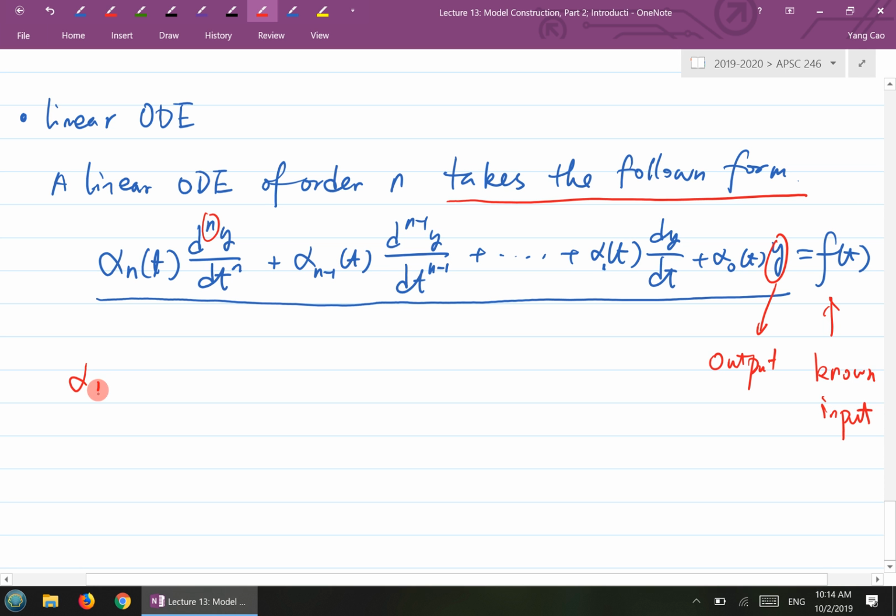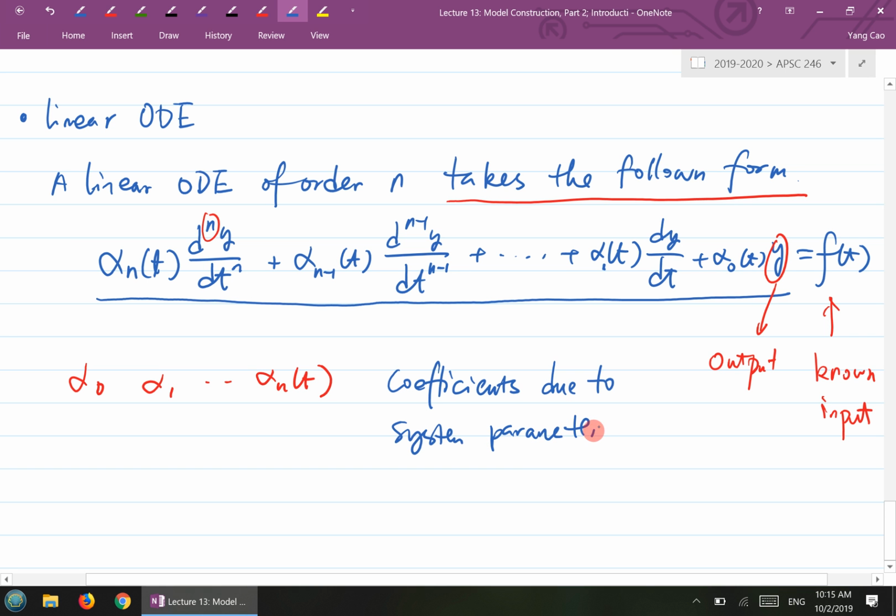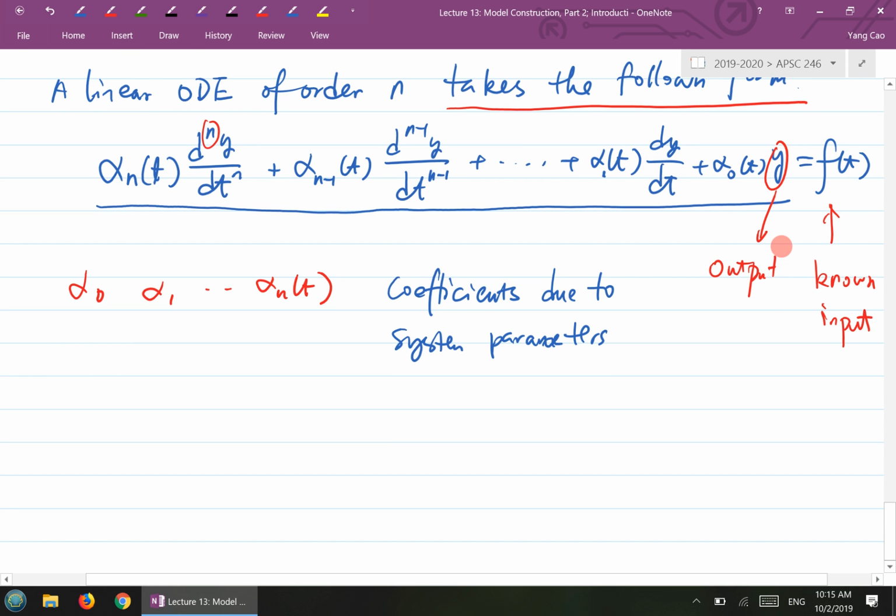This is alpha 0, alpha 1, up to alpha n of t. Those we consider as coefficients, due to system parameters. So we'll give you an example, and we'll see how that's going to be. I'll give you an example right here.